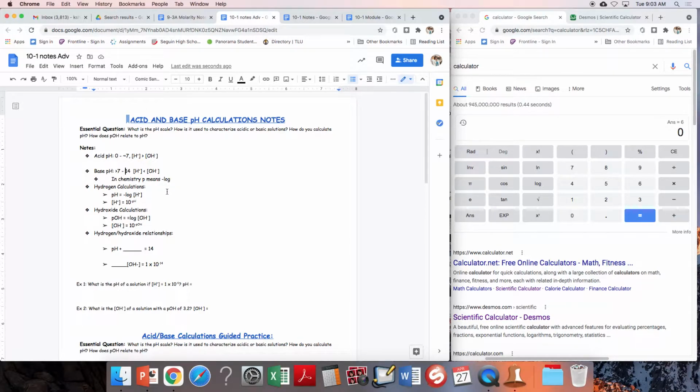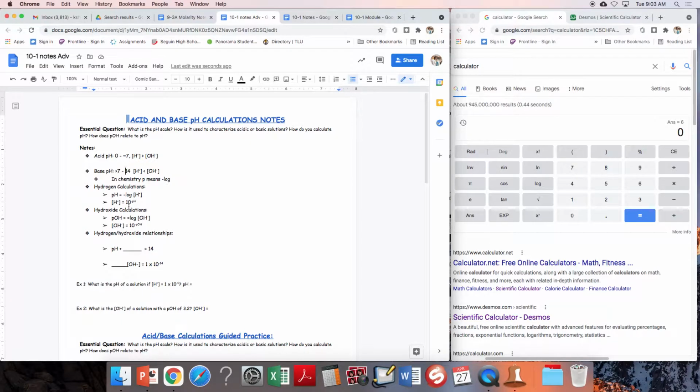There are some things that we're going to talk about that you're not going to get why. When you get to logs in Algebra 2, it will make more sense. For right now, just hit the buttons we tell you to hit, accept it, and move on. If we're trying to calculate pH, p of H means take the negative log of H.